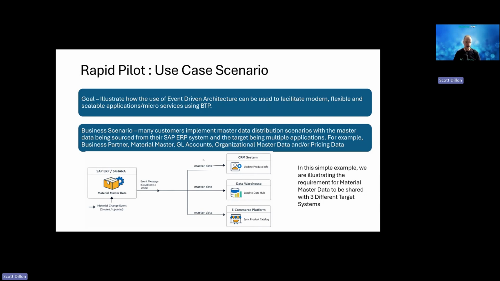On the screen, you will see a quick depiction of the scenario. We chose the material master distribution scenario because it is a popular one with SAP, and it's one that we think is well suited to demonstrate the concepts behind a publish and subscribe model, which is you publish once, and then you can have many applications that flexibly, on their own terms, get access to that data.